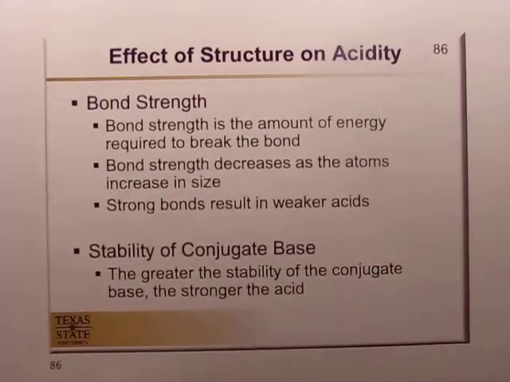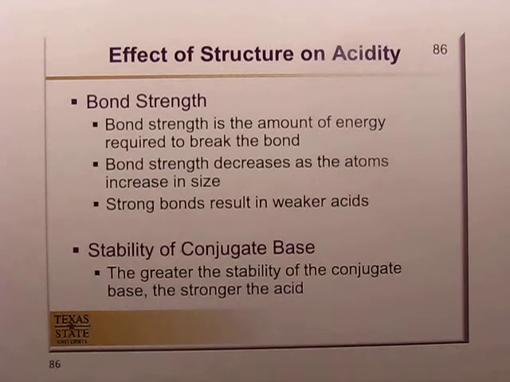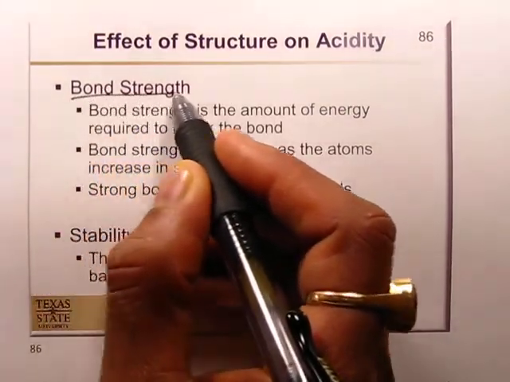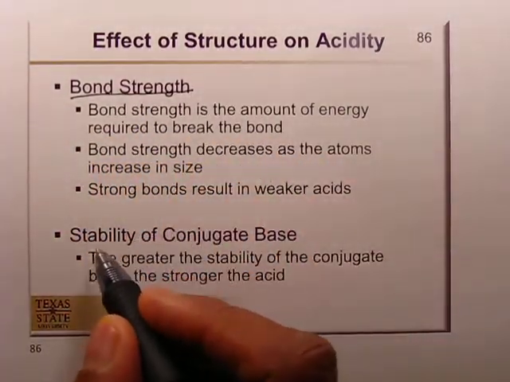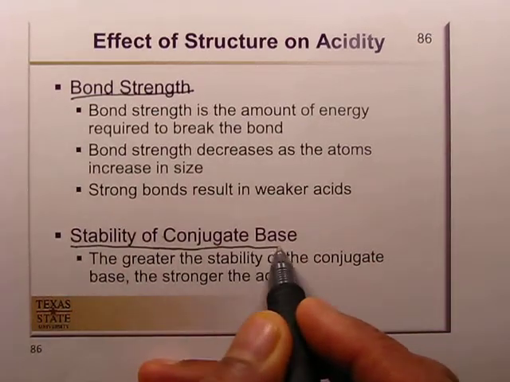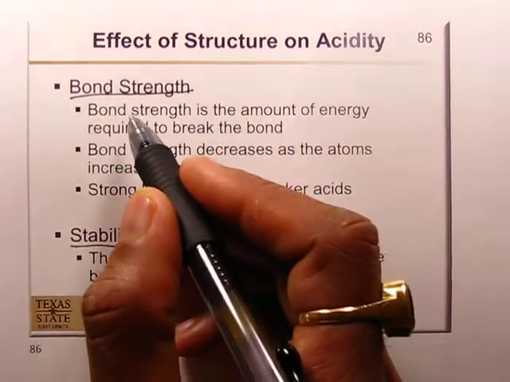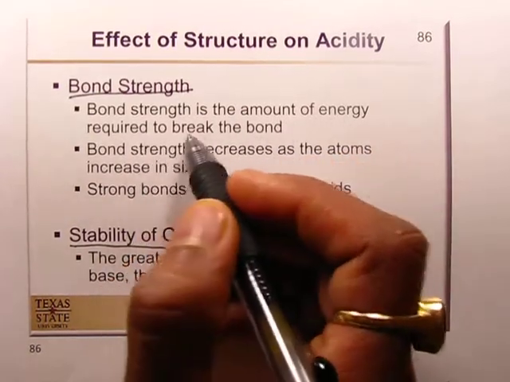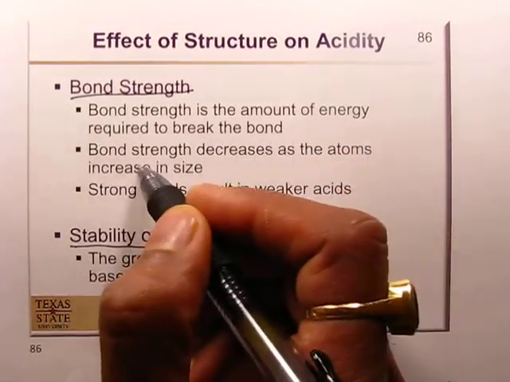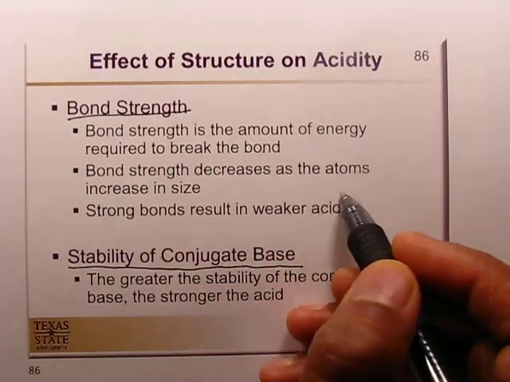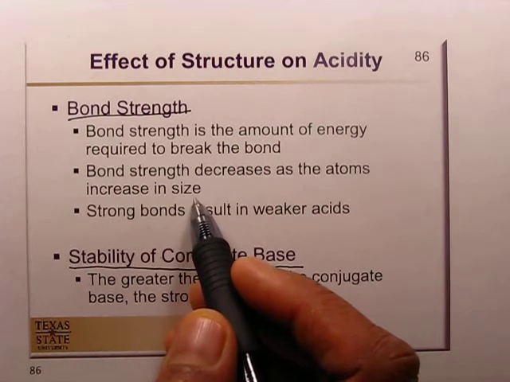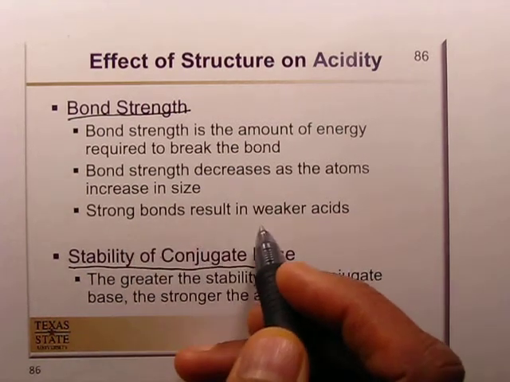Next is the effect of structure on acidity: bond strength. First we studied bond polarity, next is bond strength, and then stability of conjugate base. Those are the three things. Bond strength is the amount of energy required to break a bond. Bond strength decreases as the atom increases in size, and a stronger bond results in a weaker acid.